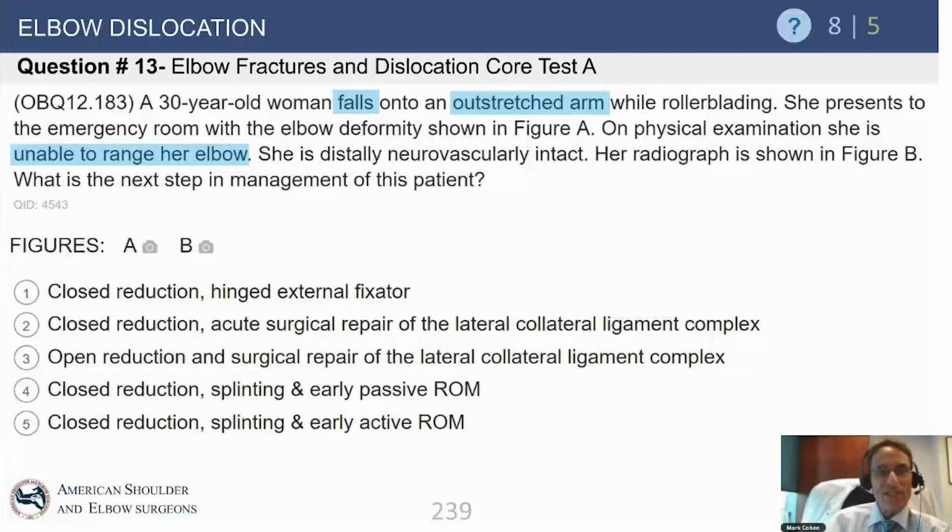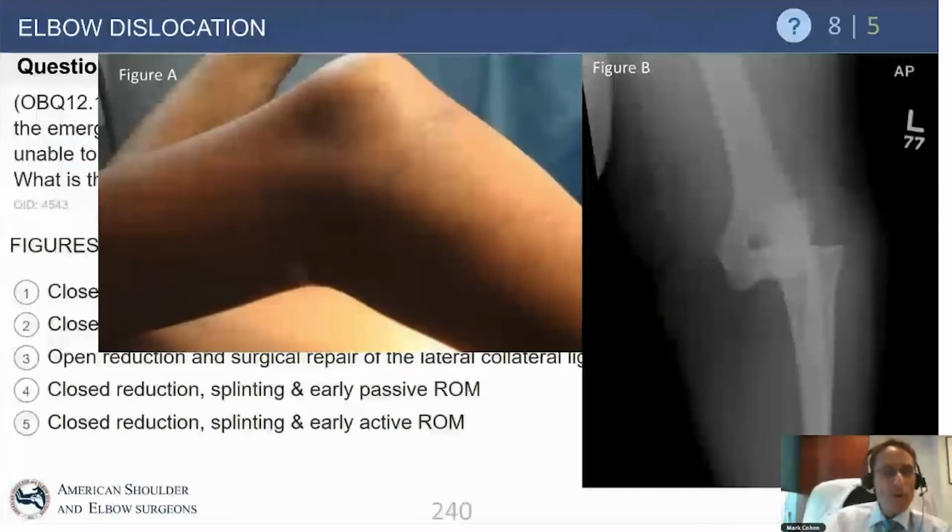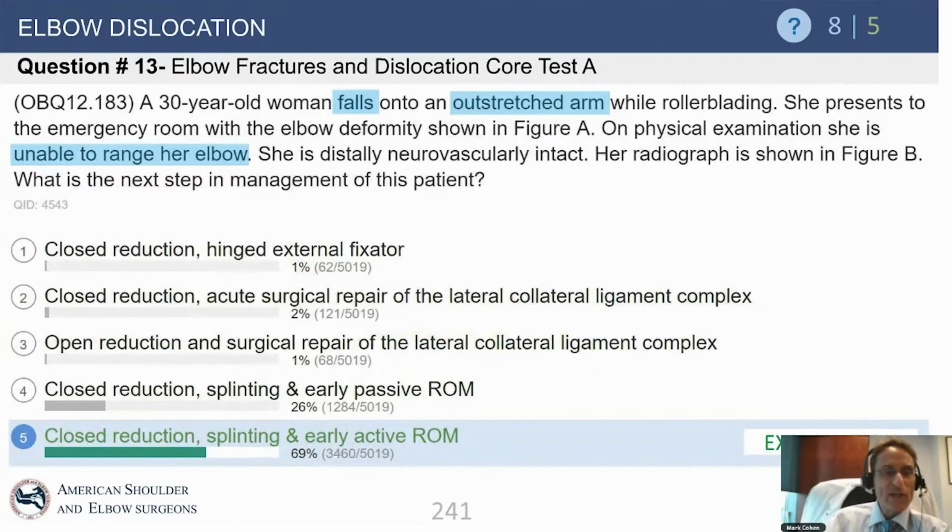So here's a next question. A young person falls on the outstretched arm. On examination, she's unable to range her elbow. We get an X-ray of the elbow, which shows a posterolateral dislocation, and seen here is the deformity of the elbow. So this is not difficult to appreciate. What is the treatment? Well, the treatment of this elbow is to try to reduce the elbow. How do you reduce the elbow?